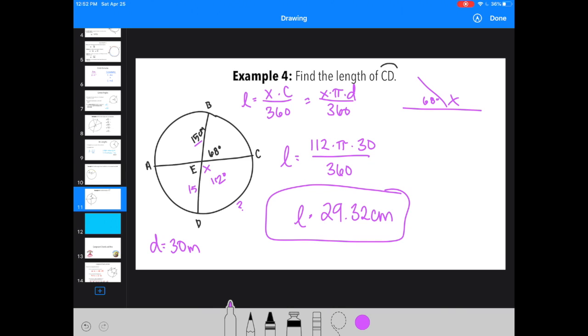All right, I know I threw a lot of vocabulary at you today, and we're going to get tons of practice identifying those terms and applying it. We did calculations of central angles and arc lengths.